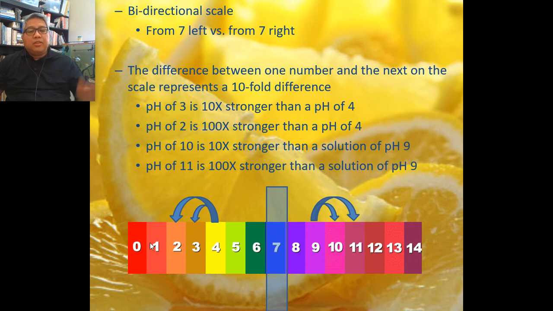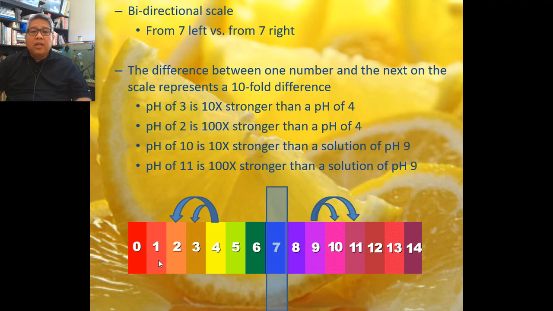Now, just a question for you guys. How much stronger is a pH of 1 compared to 5? Pause the video. Okay, so let's think about it. 1 is 10 times greater than 2, and then 2 is 10 times greater than 3. 3 is 10 times greater than 4. 4 is 10 times greater than 5. So it's 10 times 10 times 10 times 10. Then your answer will be what?